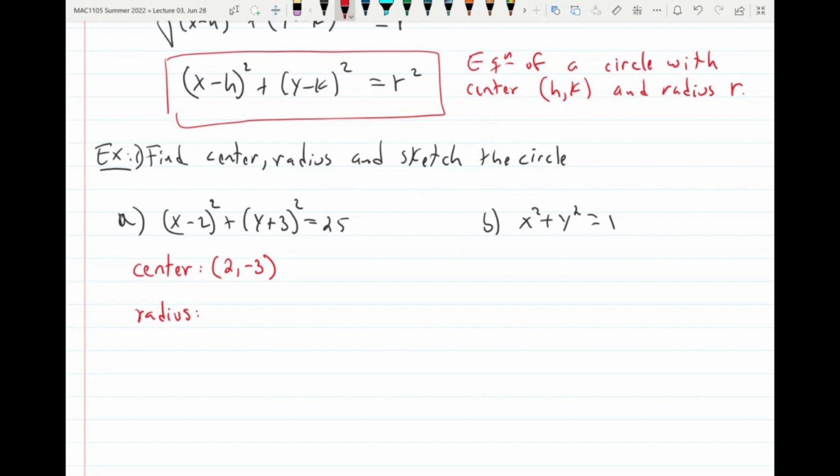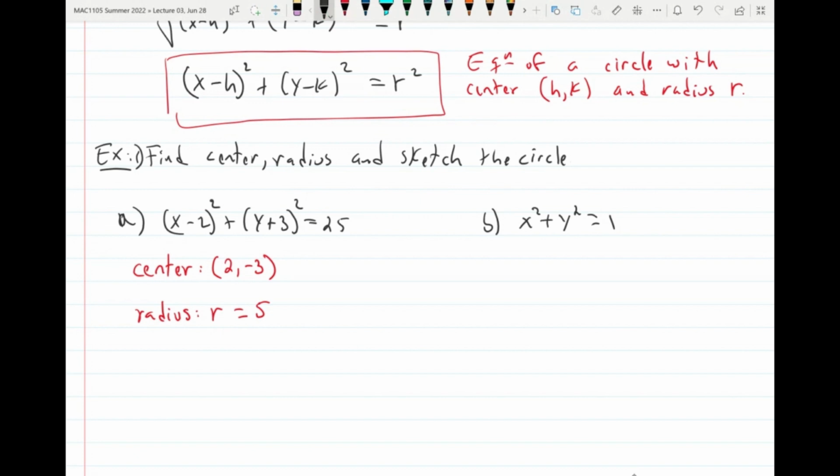Okay, so you got your center. What's the radius? The radius is 5. Very good. In other words, the radius is the square root of whatever number you have in here. Do you understand this? Good. How about B? Now we're going to graph it, but how about B?